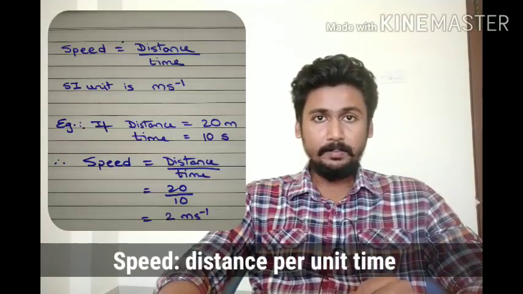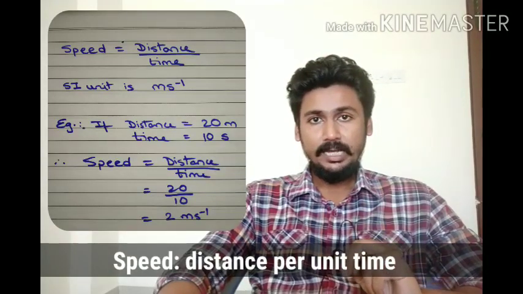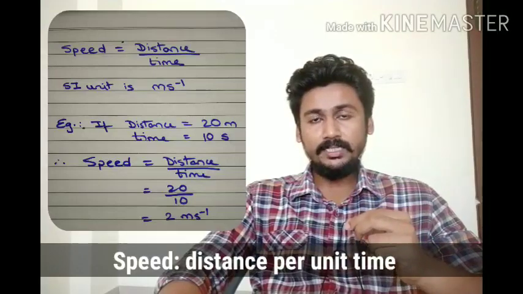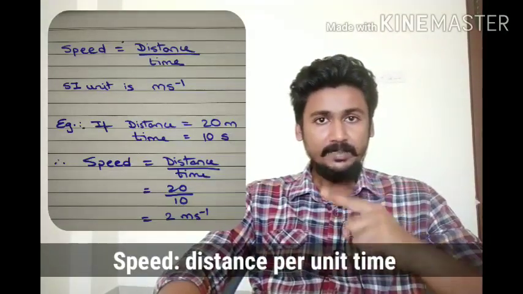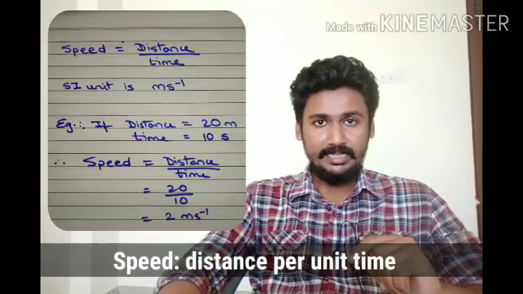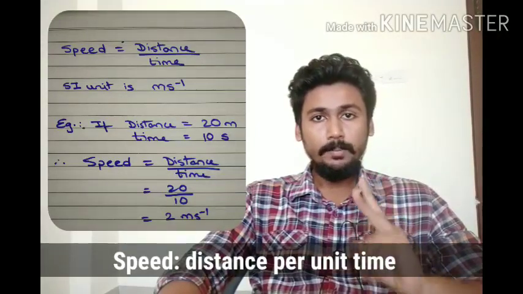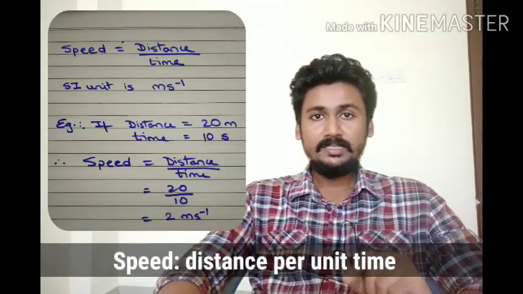So for example, if we have traveled a distance of 20 meters and to travel 20 meters we took a time of 10 seconds. So we will find our speed as speed is distance by time. 20 meter by 10 seconds, which is equal to 2 meter per second. Clear? So that is the meaning of speed.